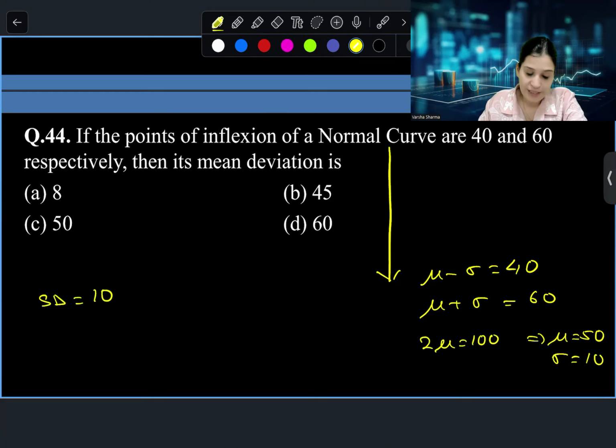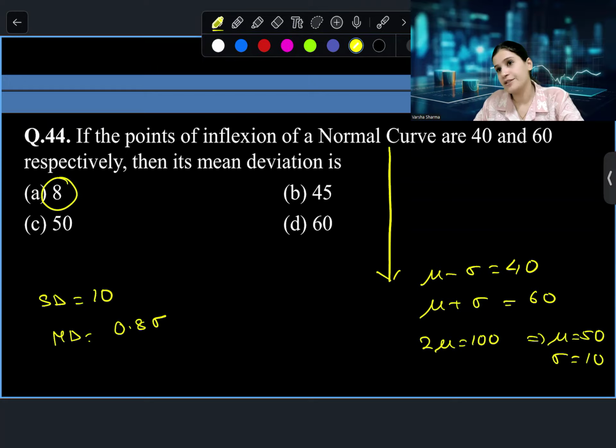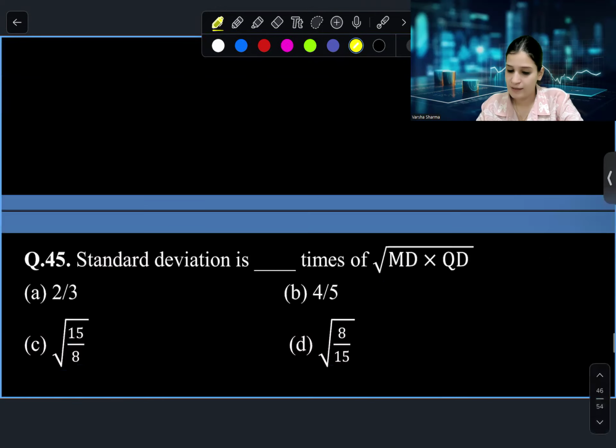Normal. So mean deviation is 0.8 sigma. It should be a question of probability distribution. Huh? It is not a question of dispersion. 0.8 into 10, so 8. It's a formula in probability distribution. This question is not of dispersion, it's a probability distribution issue.